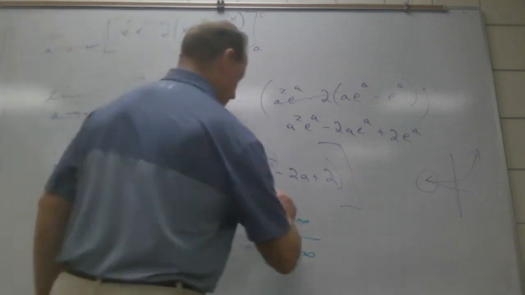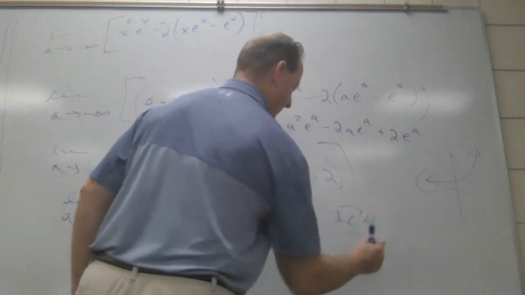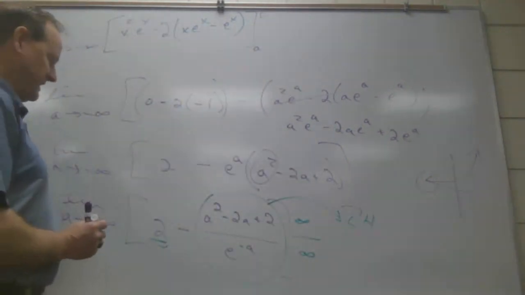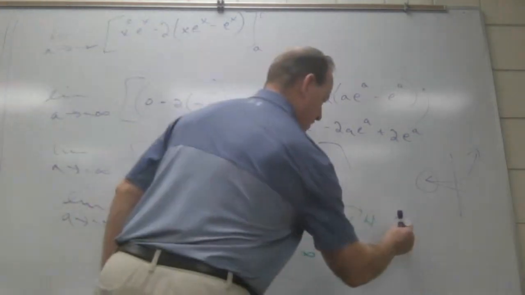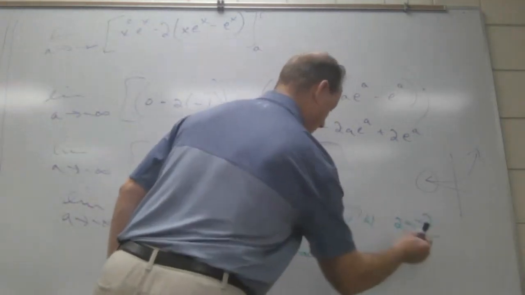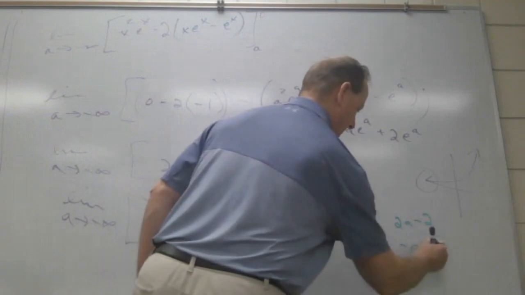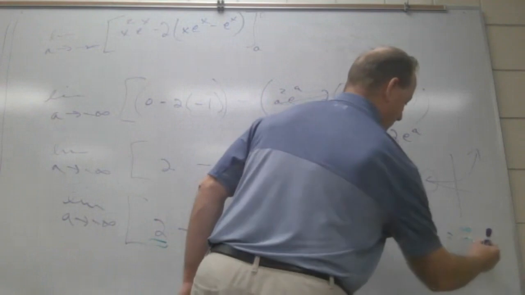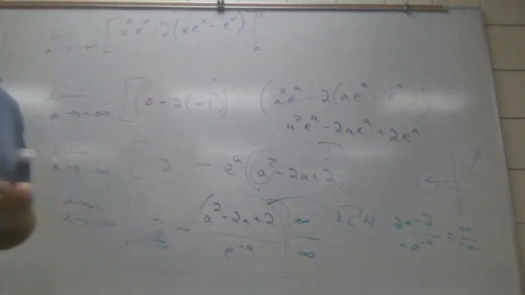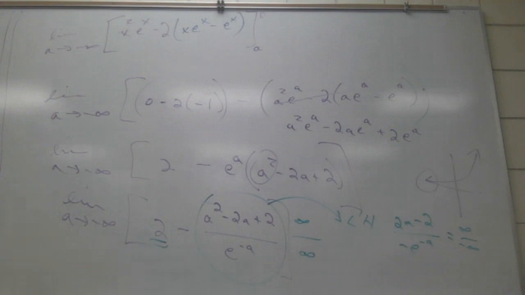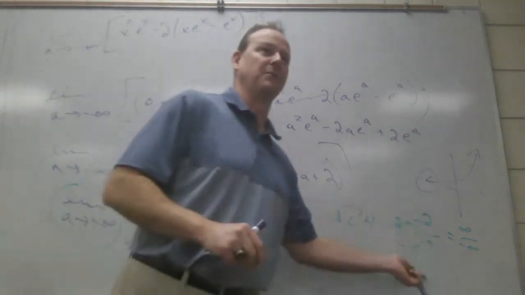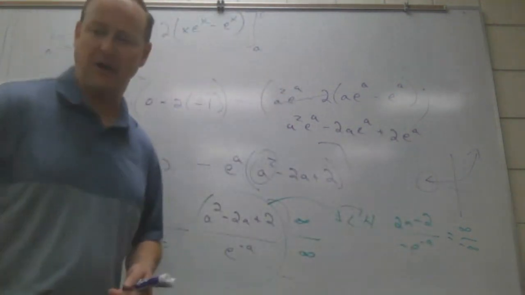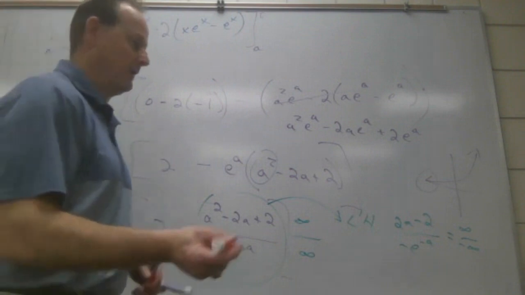So what can I do? I can use L'Hopital's, right? If I use L'Hopital's, I'm going to get 2a minus 2 over minus e to the minus a, right? And what do I get here? I still get infinity over minus infinity, right? I'm just not writing the limit as a goes to minus infinity for the sake of time. But everybody agrees this is still infinity over minus infinity, still an indeterminate form. Do we give up and go home? No. Or we do it again.